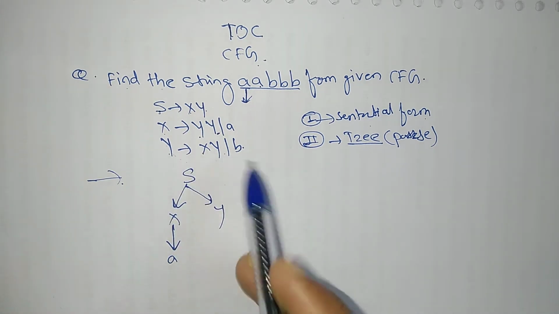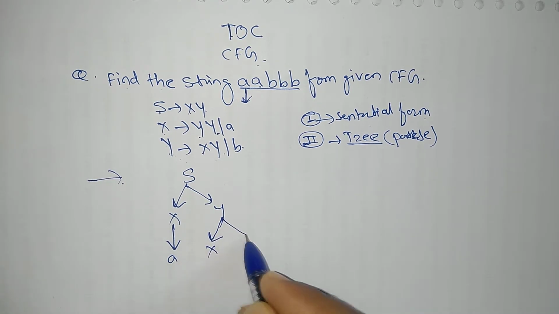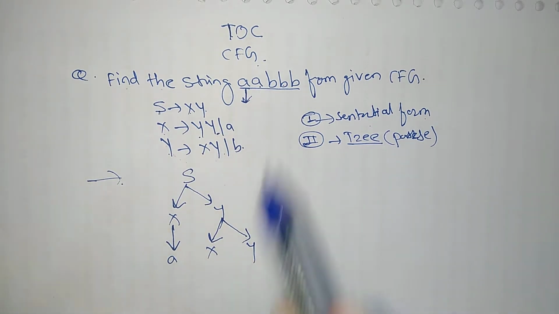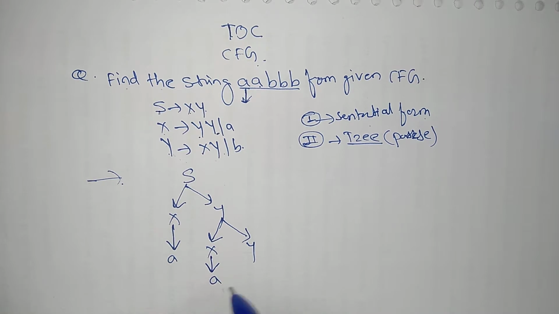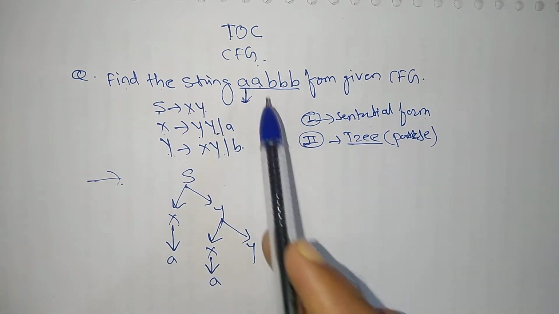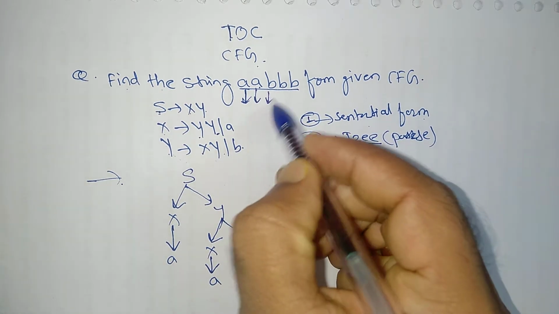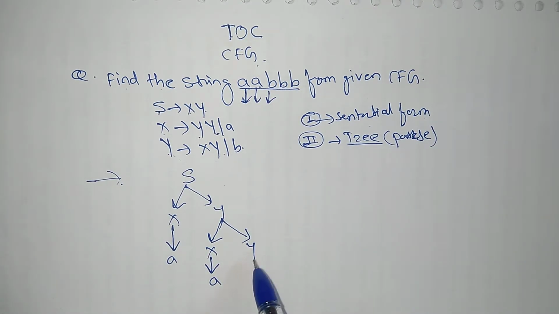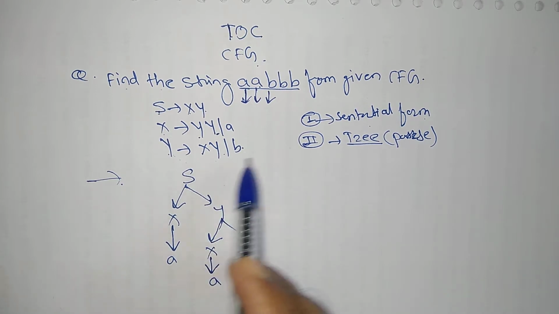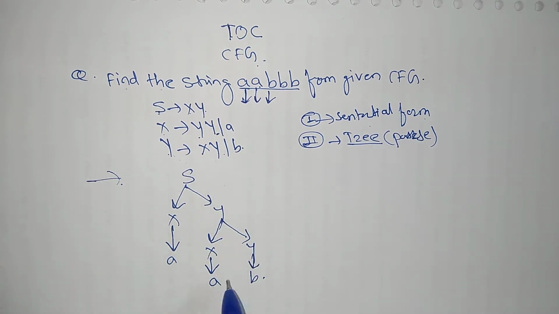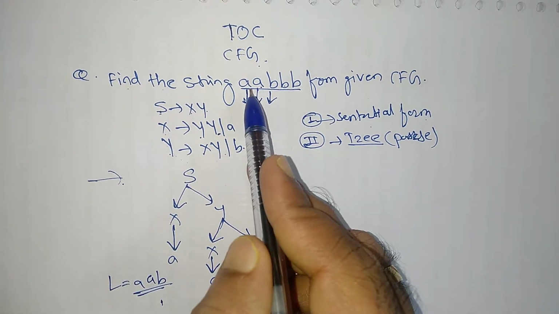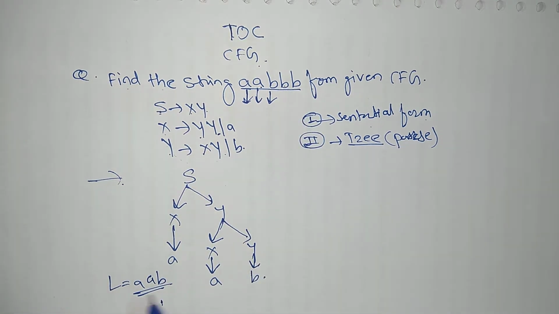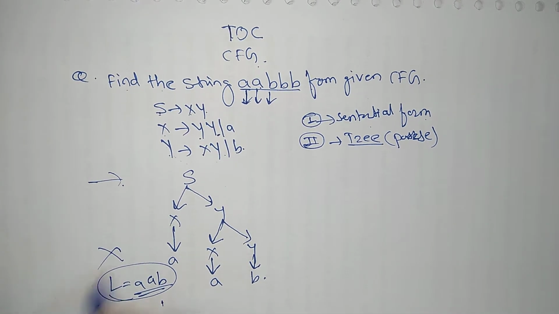So Y is going to produce X and Y. Let's check, can we generate A? Yes, X is going to produce A, so I can have A with the X. Now after the second A, I require B. So Y can produce B directly. If I use this, what is the length of the string? The language is A, after that A, after that B. But what is my requirement? My requirement is AA 3 times B. And what is here? Here it is AAB. So this is the wrong tree.